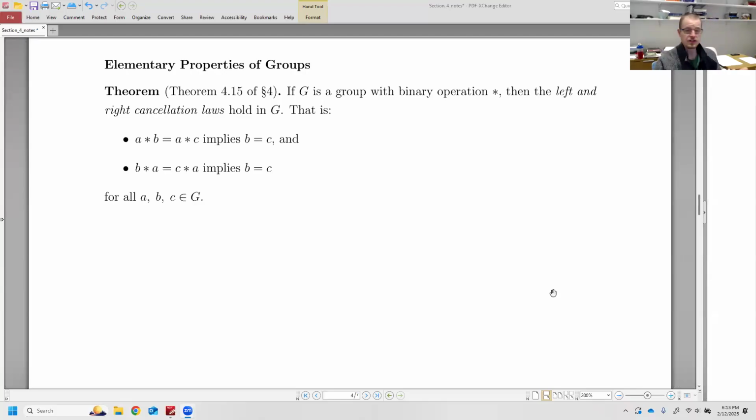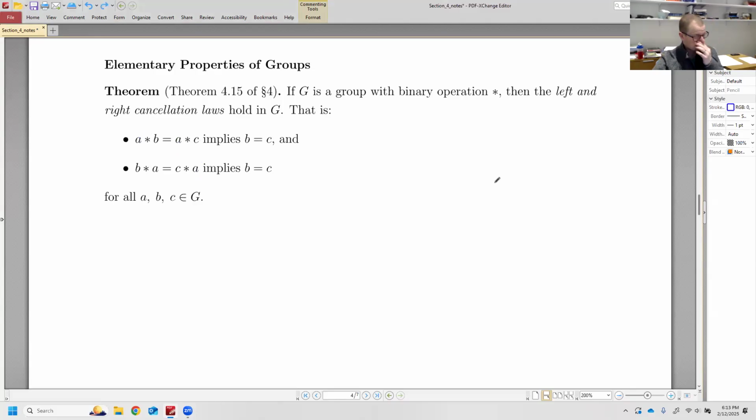Our first one is from the textbook, Theorem 4.15. If G is a group with binary operation star, excellent, that's what we want, then the left and right cancellation laws hold in G. That is, A star B being equal to A star C does in fact imply that B is equal to C. Similarly, B star A being equal to C star A implies again that B is equal to C. Right, so we want to be able to cancel these things to get B is equal to C in both cases.